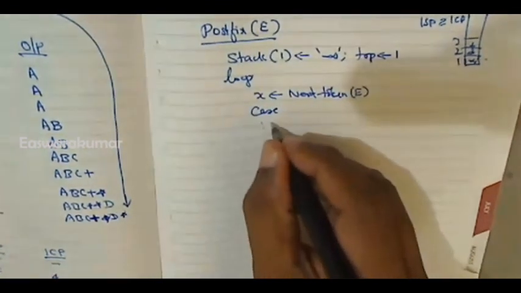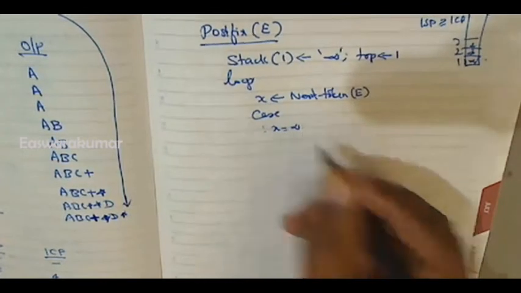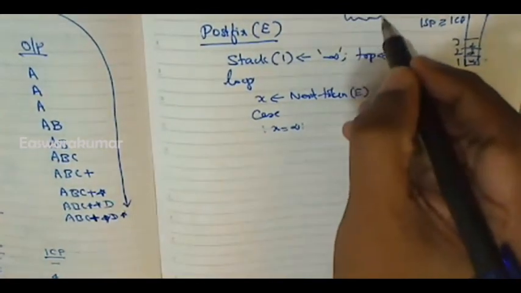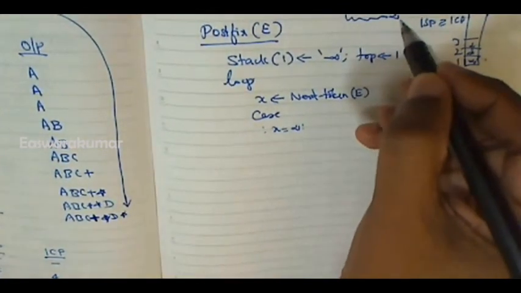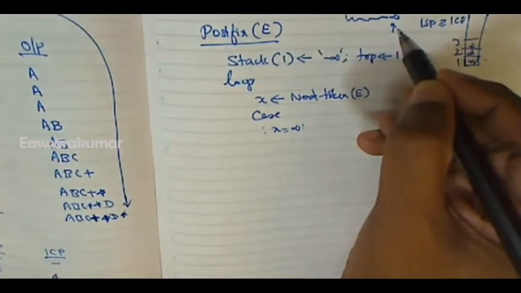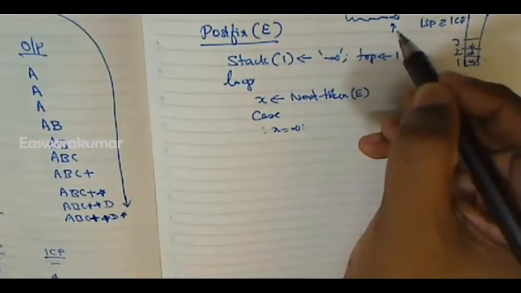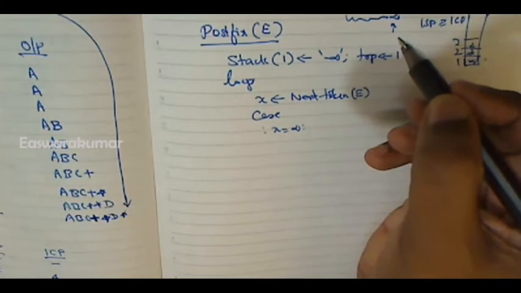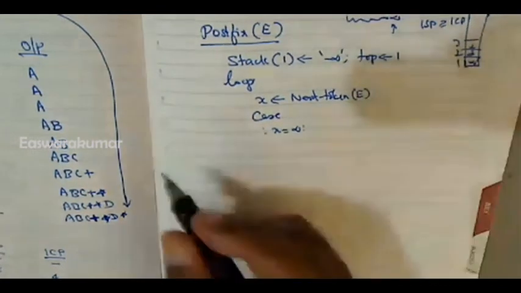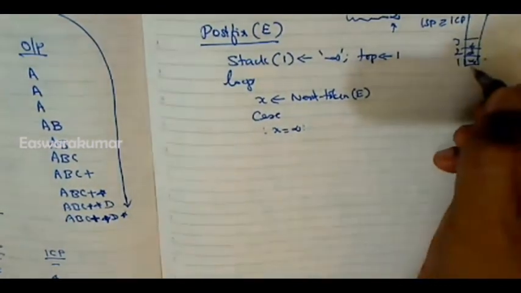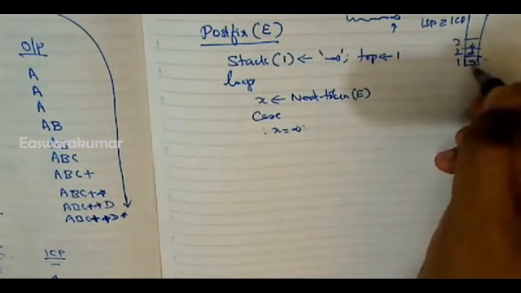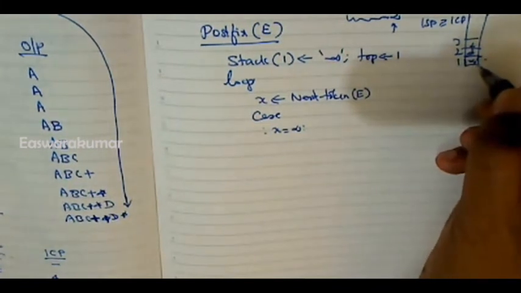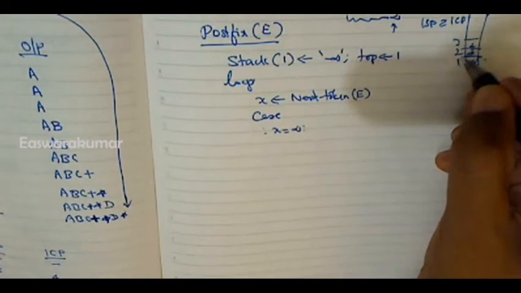The first case is x is equal to infinity. You have an expression that ends with infinity. So if infinity has arrived, that means you have reached the end of the expression. Then you have to pop out all the values available in the stack. Position 1 contains the special symbol, which should not be popped out. So up to position 2 we have to pop out.